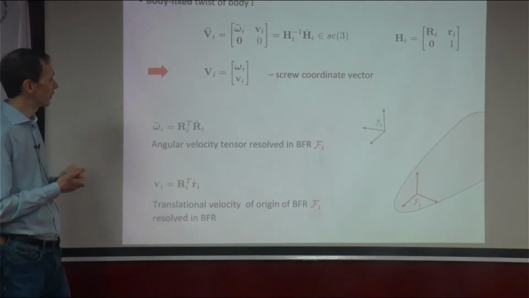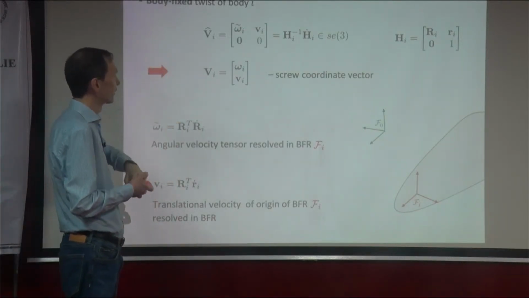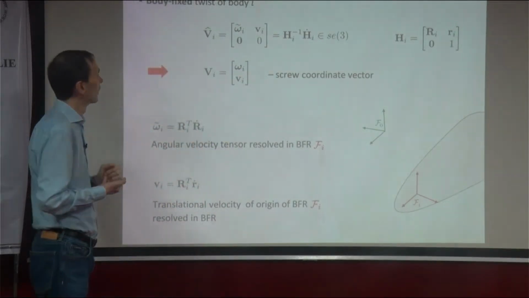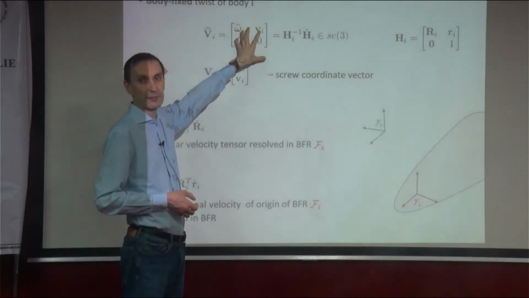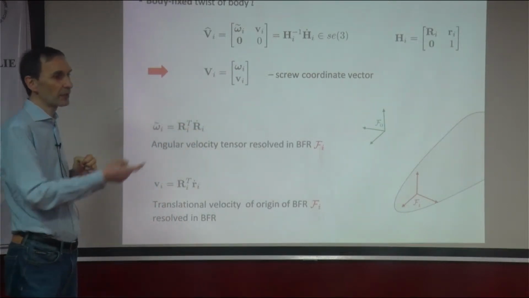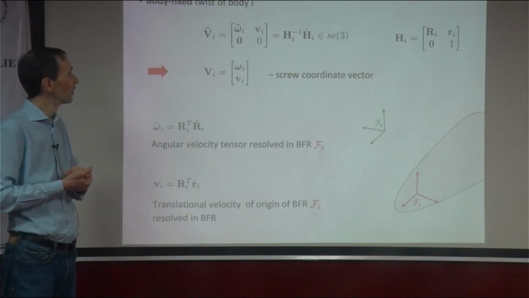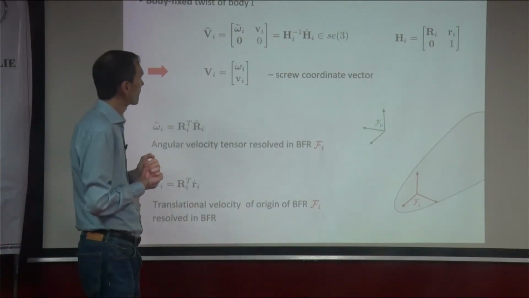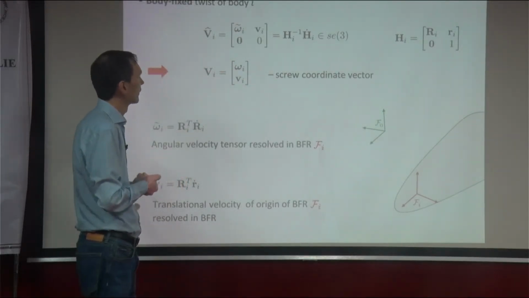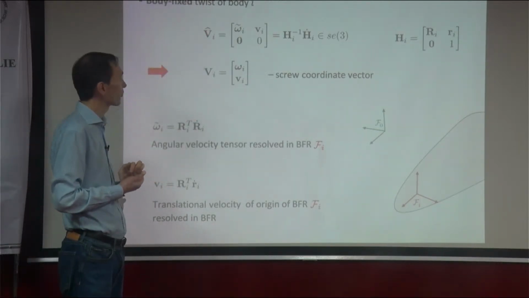So we can actually say the whole 6-vector consisting of omega and v, which you call the twist, is defined by this expression. Of course, what we get here is this 4-by-4 matrix, and we have been saying that the 4-by-4 matrix corresponds to a 6-vector. It's the same as saying the 3-by-3 skew-symmetric matrix corresponds to a 3-vector. Now we have the same for the 6-vectors. So this screw coordinate vector of the twist, the velocity screw, is defined by this.